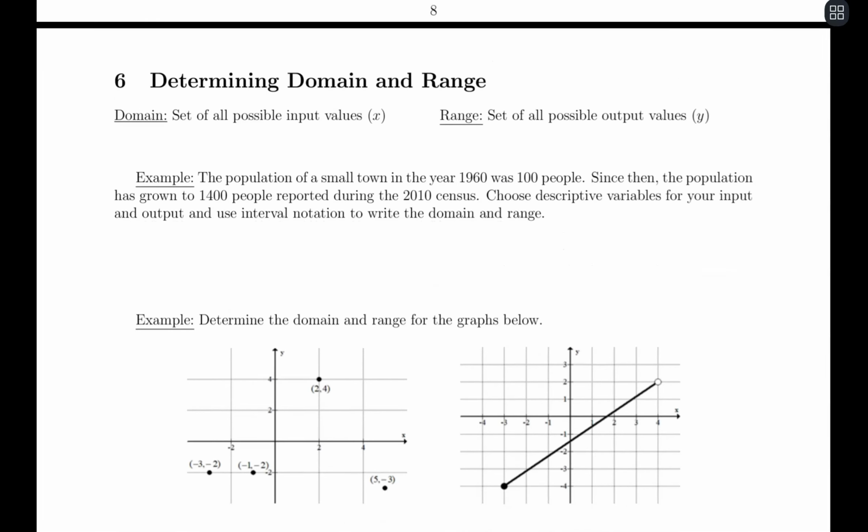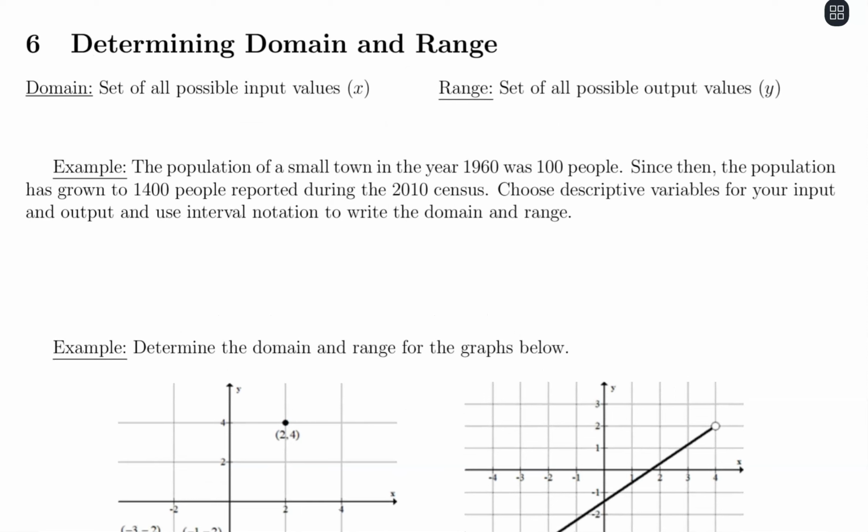All right, so this word problem here, we have the population of a small town in the year 1960 was 100 people. I'm going to go ahead and start highlighting here. So 1960, there were 100 people. Since then, the population has grown to 1,400 people, reported during the 2010 census. Choose descriptive variables for your input and output, and use interval notation to write the domain and range.